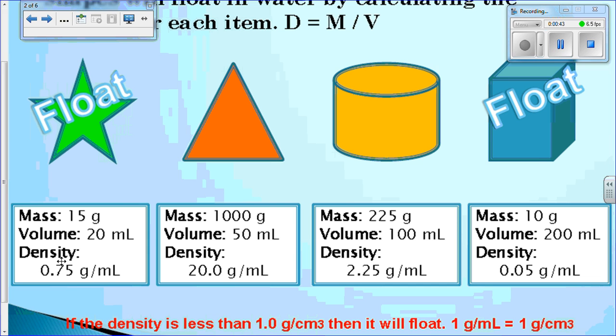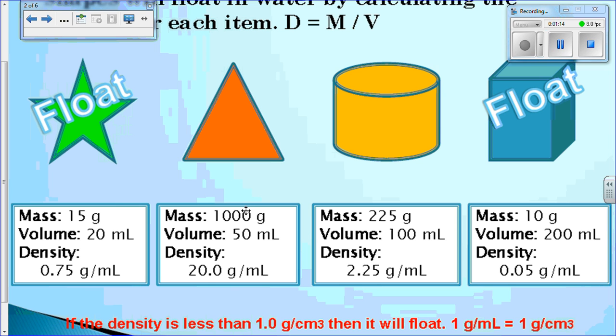So our star is 0.75. But we have talked about in class that water has a density of 1 gram per milliliter or 1 gram per centimeter cubed. So if the number is less than 1, that means it's less dense than water and it will float. So the density is 0.75 grams per milliliter and it would float.